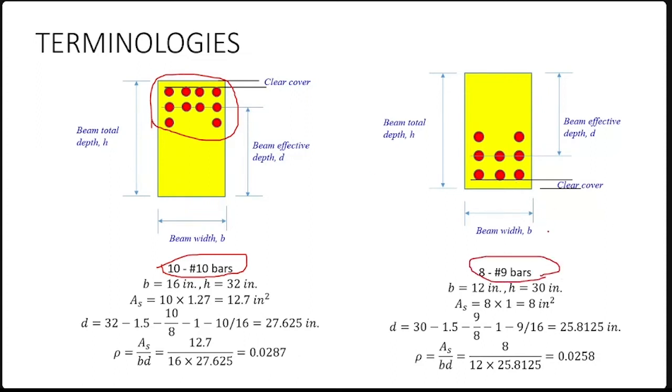So when you design, you mention the beam width, you mention the total depth, and you also mention the number of bars and size of the bars. These will come from calculation. We will do this calculation throughout the semester. Throughout the semester, we will calculate only this thing, the beam width, beam total depth, and number of bars.